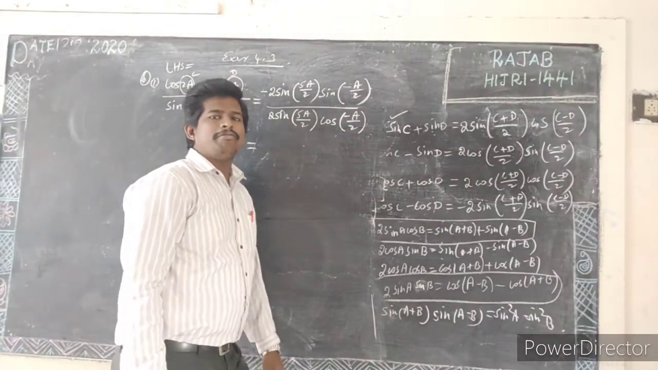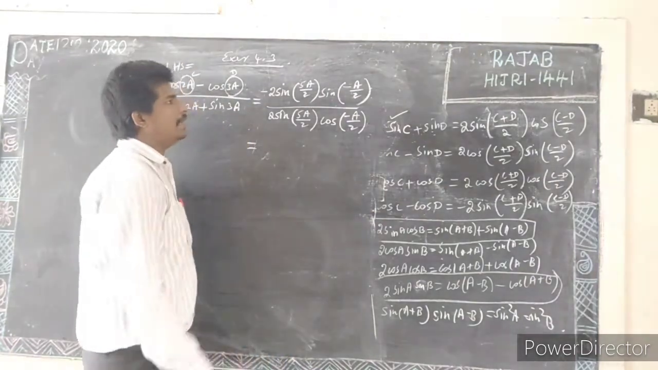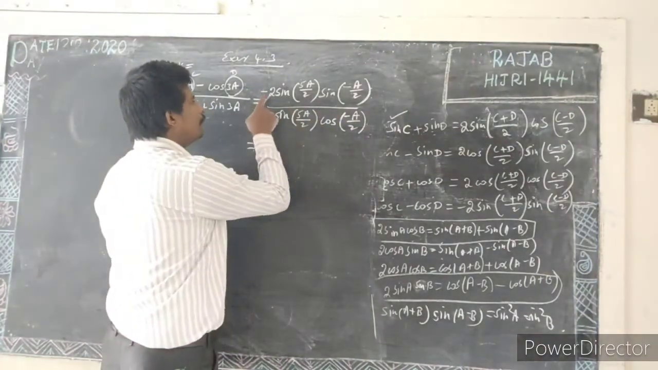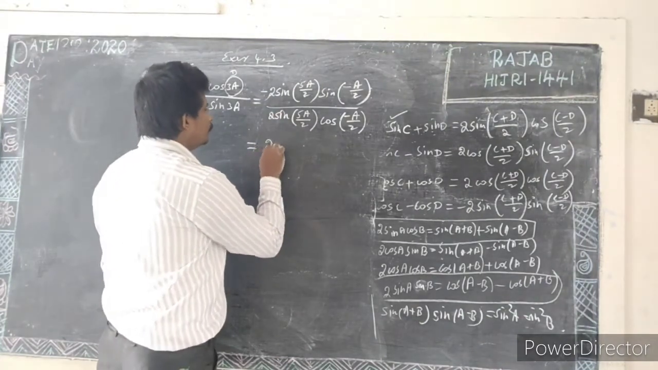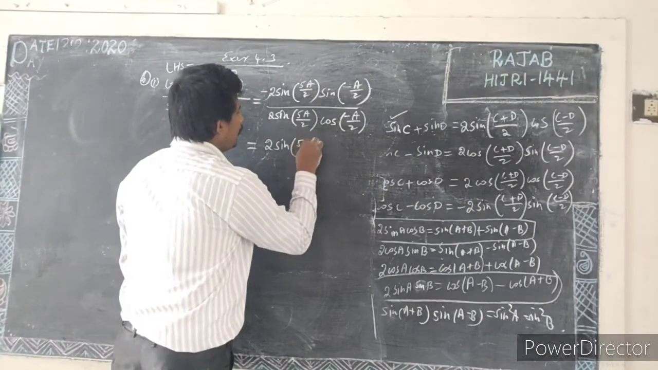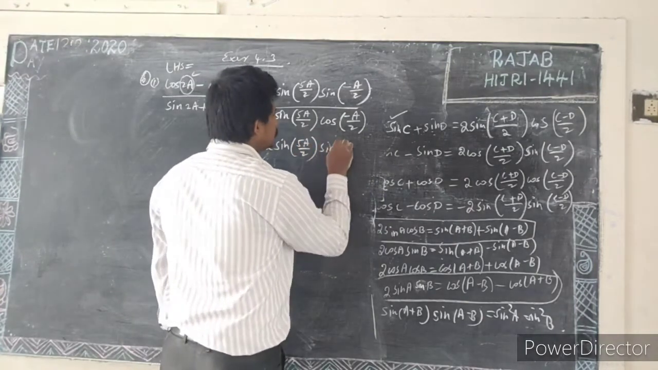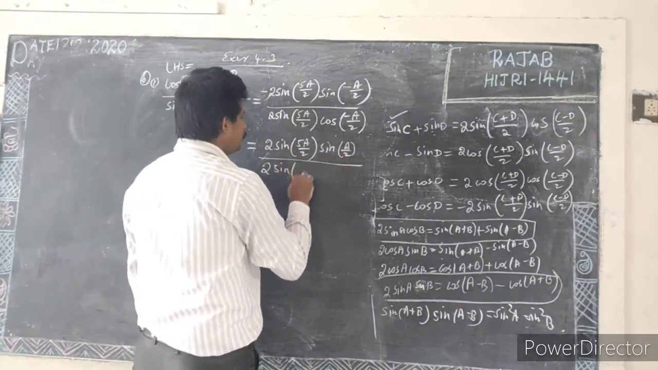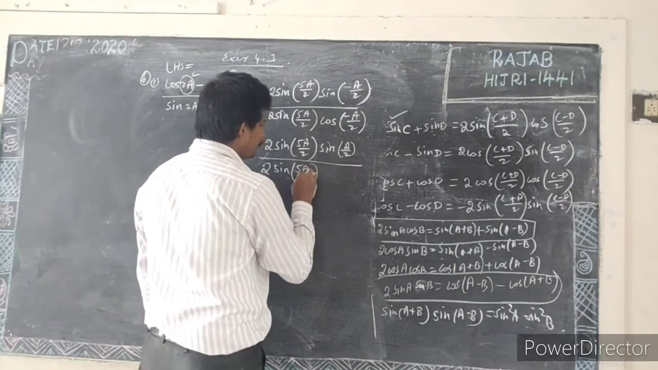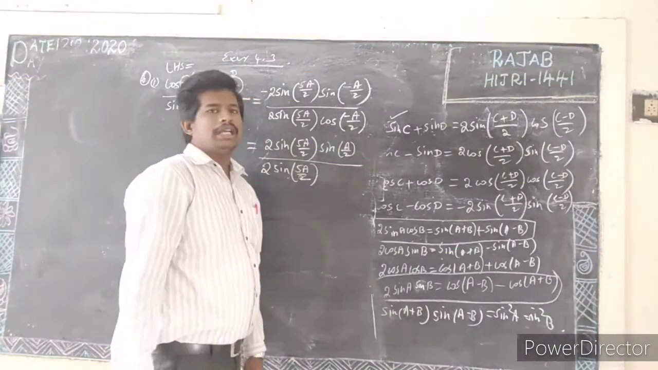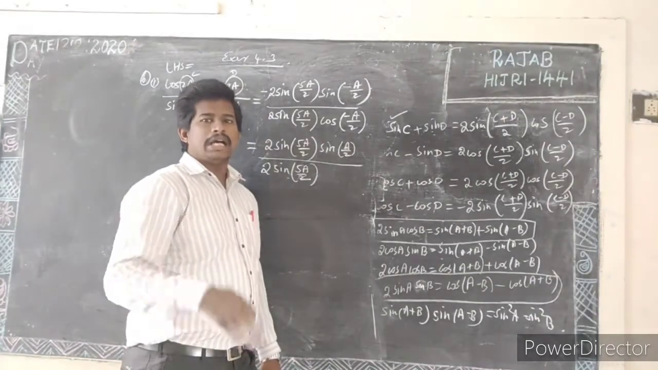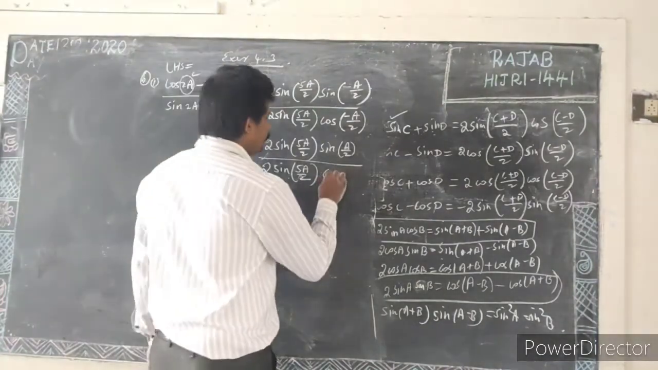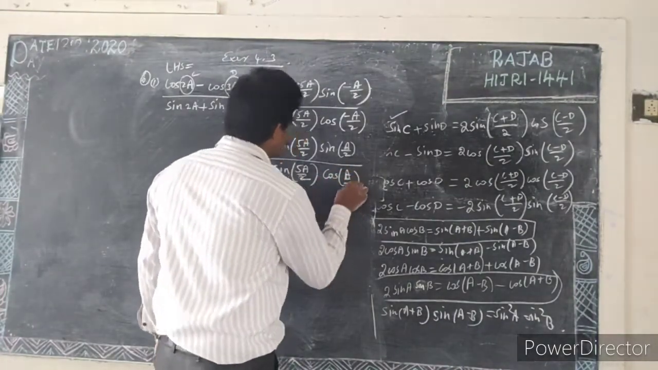Look at the term sin of minus a by 2. By using the result sin of minus theta equal to minus sin theta, it will become minus sin a by 2. So here we will have one more minus, so it will become plus. So 2 sin 5a by 2 into sin a by 2 divided by 2 sin 5a by 2. Look at the term, cos of minus a by 2 becomes cos a by 2 by using the result cos of minus theta equal to cos theta. So it will become cos a by 2.